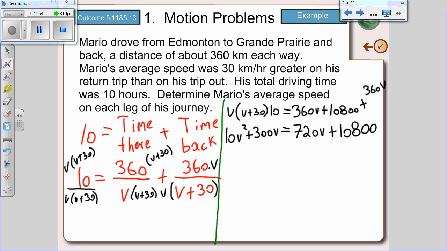Not quite, we need an answer for b. We have a quadratic. To solve a quadratic, you have to get everything to one side. So I'm going to subtract 720b and subtract 10,800. And I'm going to get 10b squared minus 420b, because that's what 300 minus 720 is. And I get minus 10,800. Can't you take 10 out of all of this? Let's wait till we get to that step.